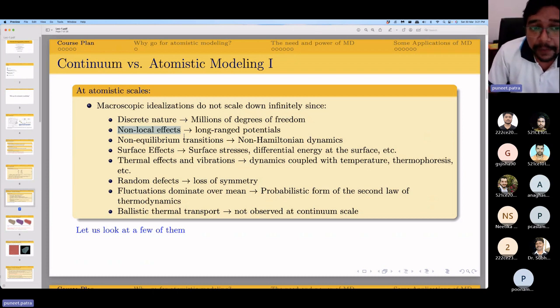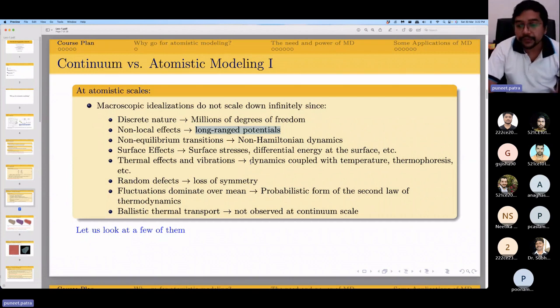On the other hand, at atomistic scales, we have non-local effects within the picture. That's because of what are known as long-range potentials, a classic example of which is Coulomb's law, the Coulomb force field. As I will show you in a short while, the electrostatic force field scales down as 1 by r, not 1 by r square, not 1 by r cube, but as 1 by r. As a result, it is a very long-ranged force field, and the charge on one atom is going to influence the dynamics of a far away located atom as well.